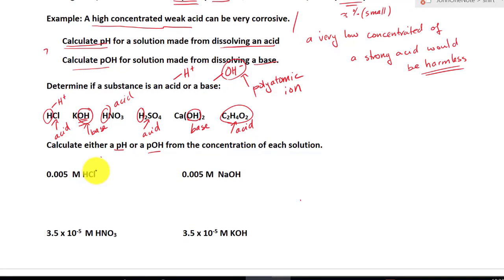For example, in this case, we have the substance HCl. This is not a base because it doesn't have an OH-. So therefore, that must be an acid. Okay? So now, because it's an acid, we have to calculate for pH.